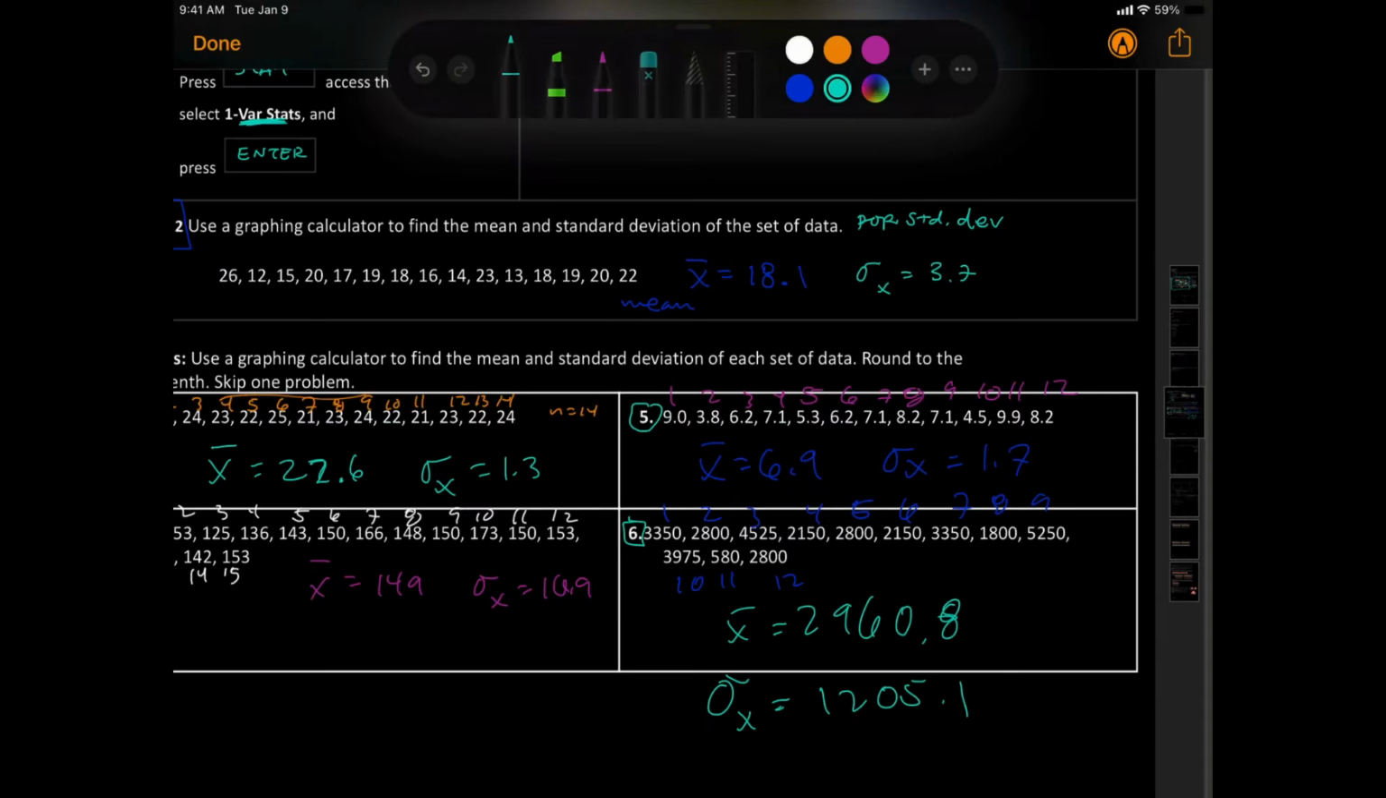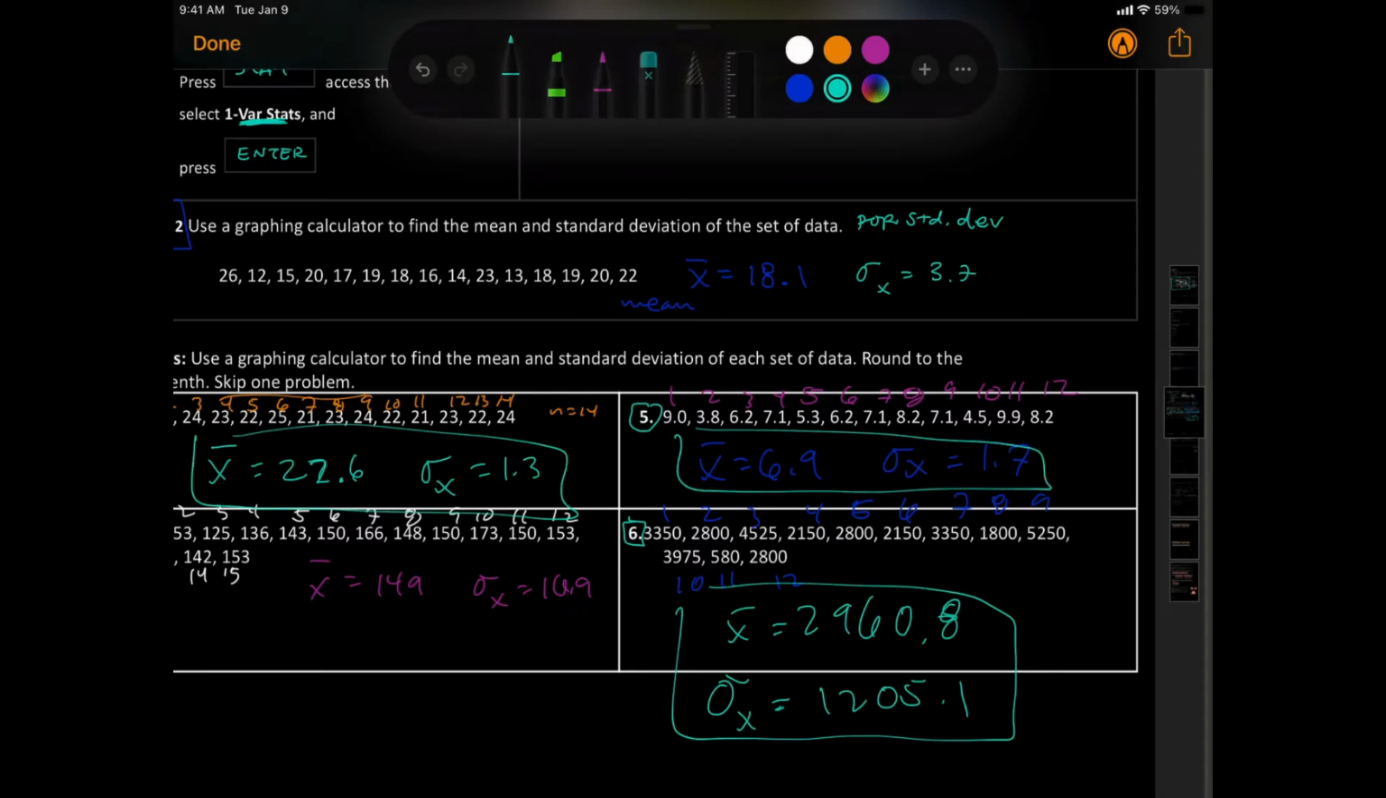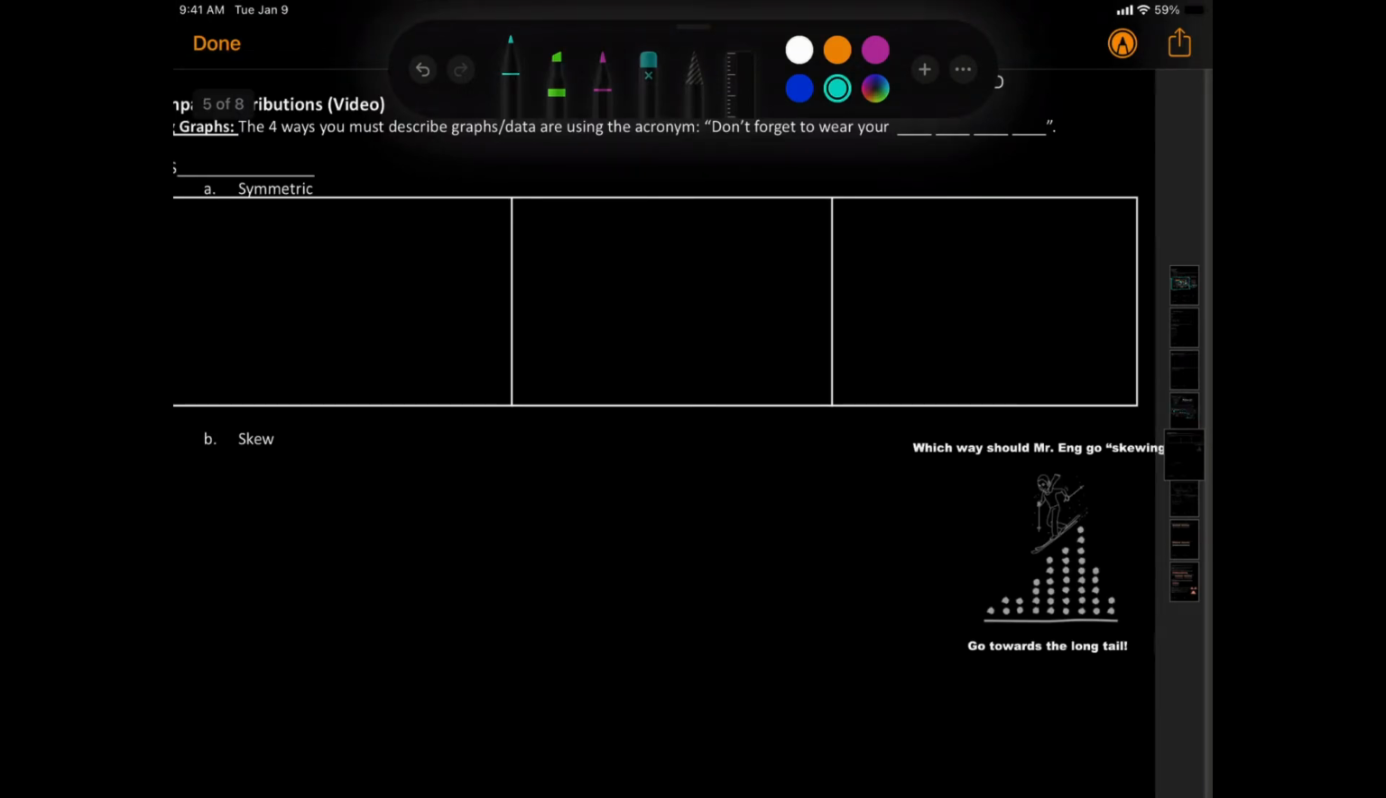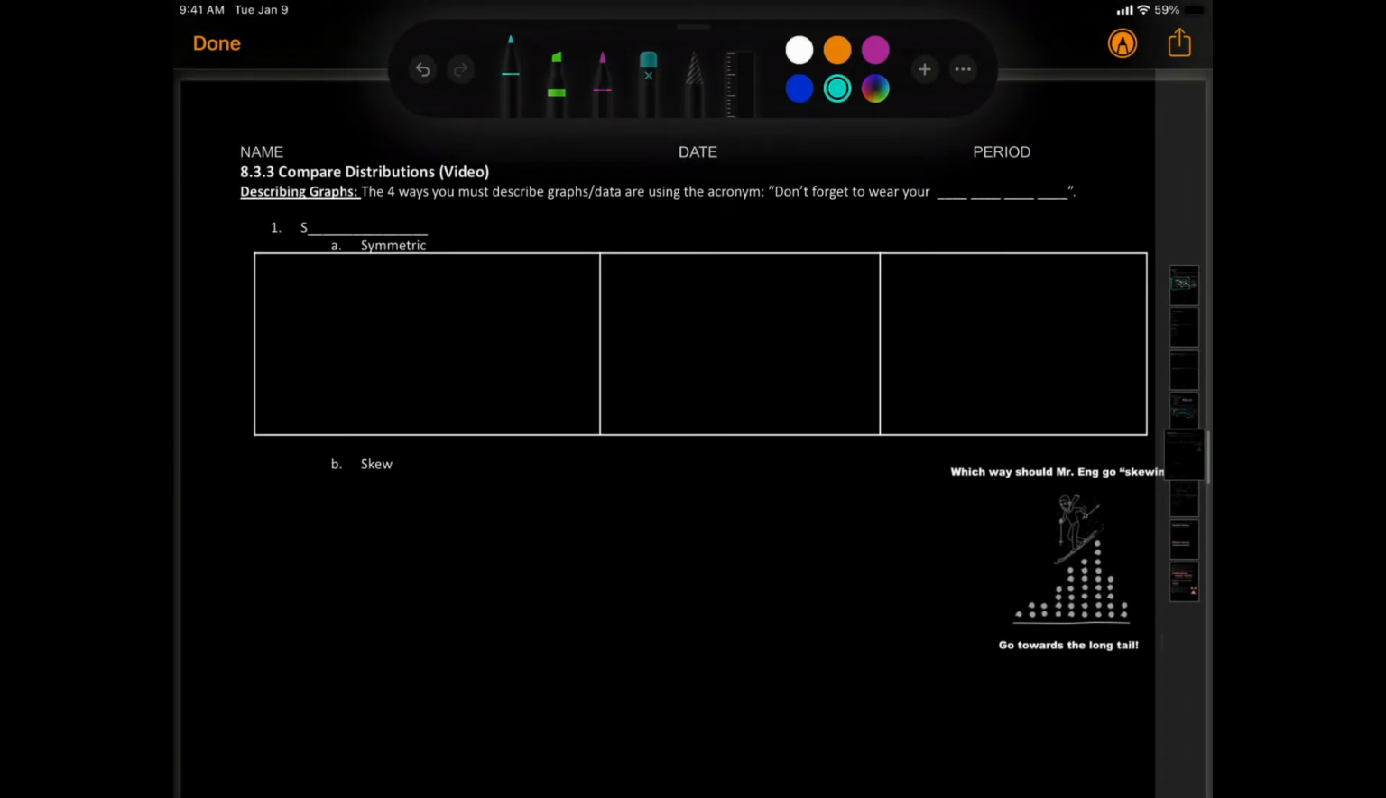Okay. If you get kind of, it's just calculator commands. If you are running out of space, I would recommend just box your answers so you can kind of see those very clearly. But we don't have a lot of math work there. Okay, let's go on now to 8.33, describing graphs. And the 4 ways you describe graphs or data are using the acronym. Don't forget to use your SOCS. And it's spelled differently because you're just going to use that, okay?